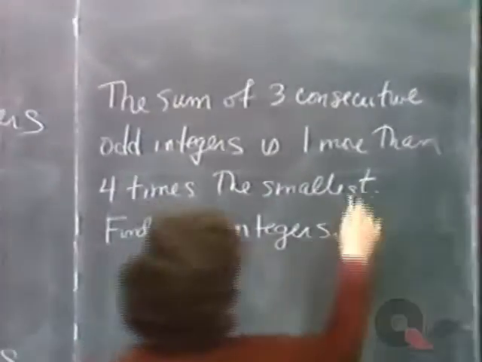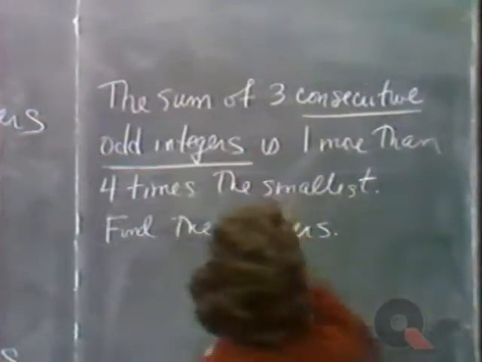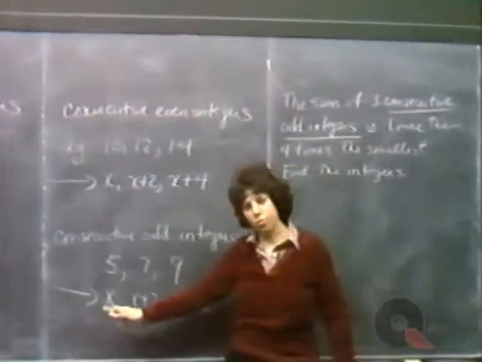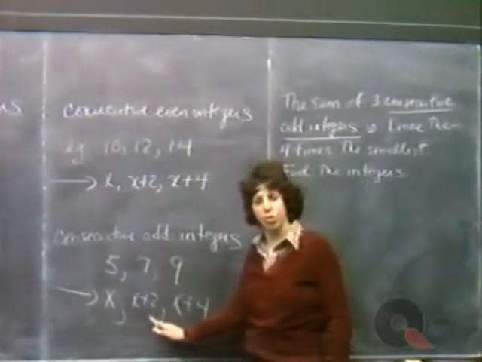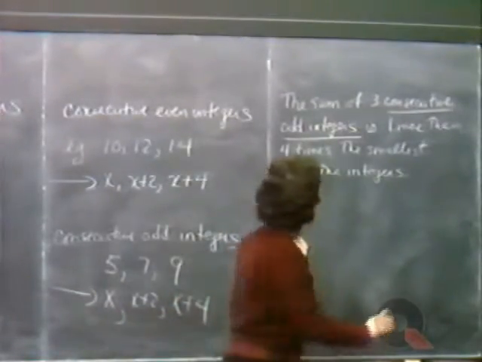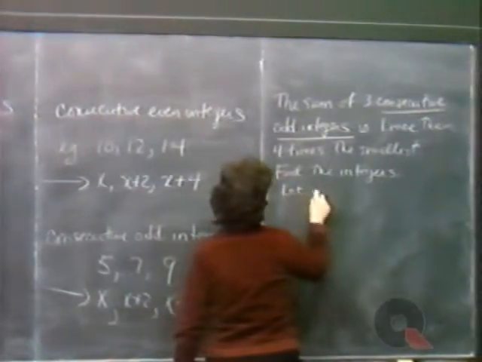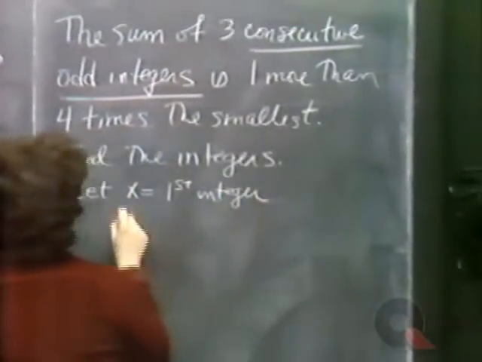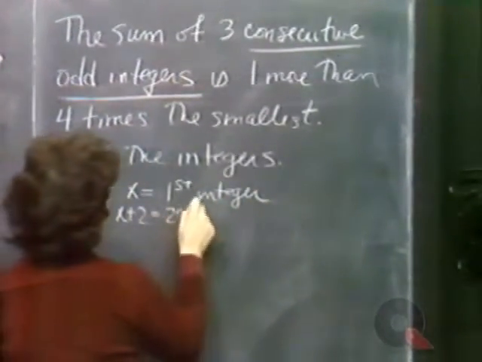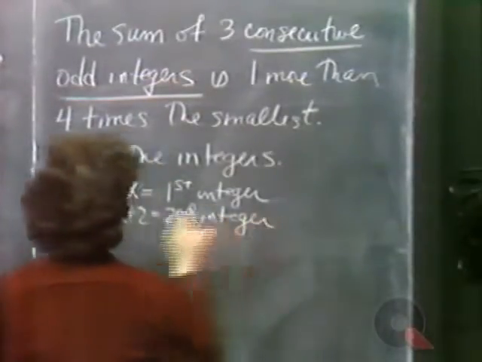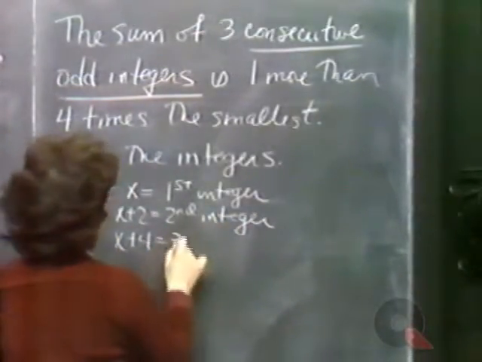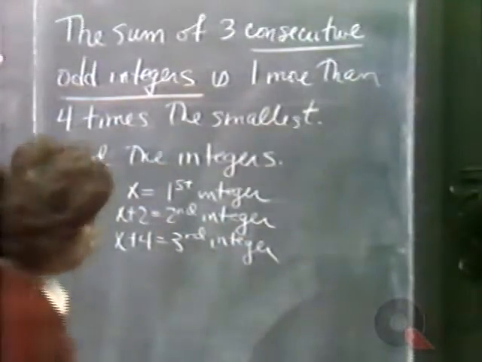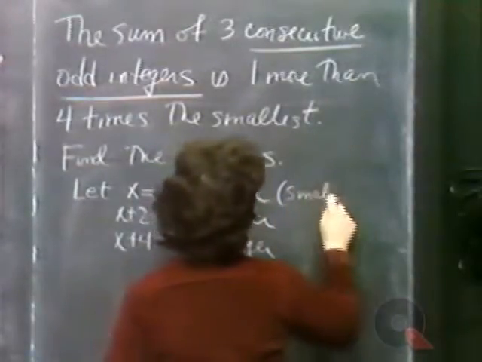Okay, we're dealing with consecutive odd integers, and we have 3 of them. As we mentioned, we're going to let the first one be x, the second one x plus 2, the third x plus 4. Let x be the first integer, x plus 2 the second, and x plus 4 the third. By the way, the first is also, in this case, the smallest.